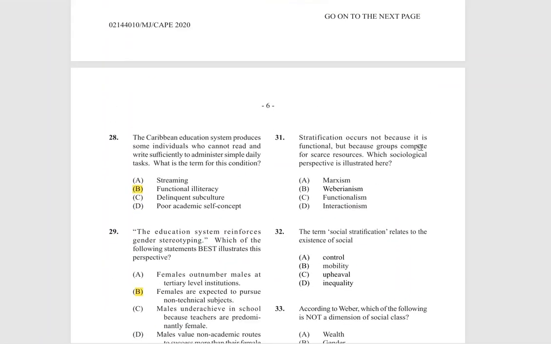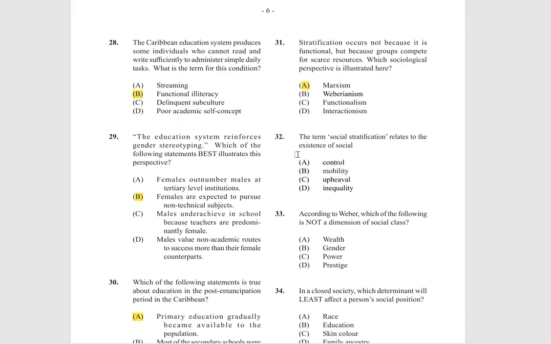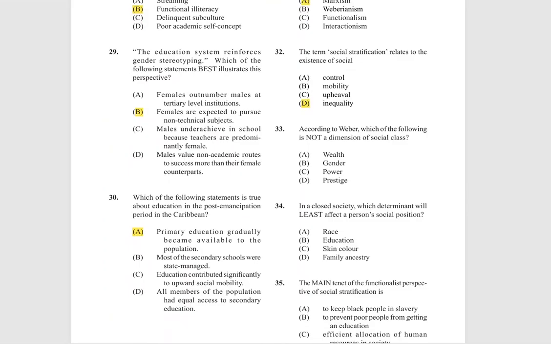31. Stratification occurs not because it is functional, but because groups compete for scarce resources. Which sociological perspective is illustrated here? And that is the Marxist perspective. Now, the term social stratification relates to the existence of social control, mobility, upheaval, or inequality. This answer is inequality. Because the groups or the classes are not equal, we're going to have some classes at the top and some at the bottom. And that is what we mean by social stratification.